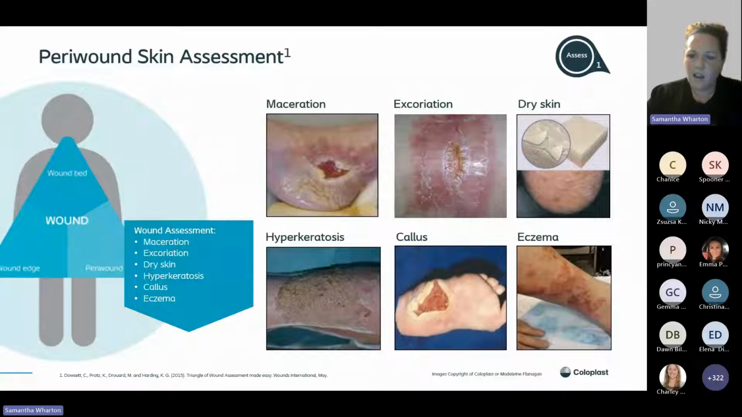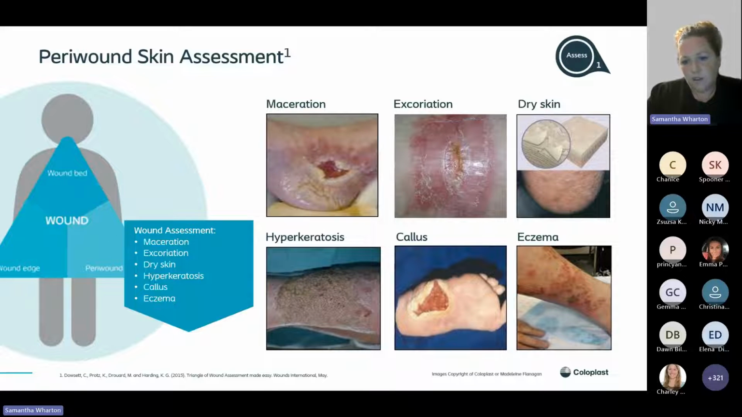Excoriation, dry skin. I'm sure anyone here who's removed TED stockings that have been on for quite a while, you sort of get that snow globe effect as you pull down the TED stocking or hosiery, if they've got hosiery in place, you know, dry skin. It makes me want to itch just thinking about it, because it is really itchy when you have dry skin. Hyperkeratosis, really need to remove that, because again, underneath that hyperkeratosis, ulcers can also form. So it needs to be managed and it needs to be appropriately addressed.